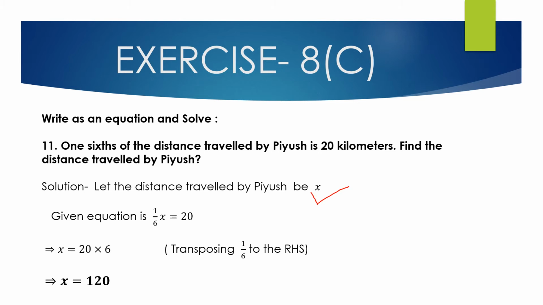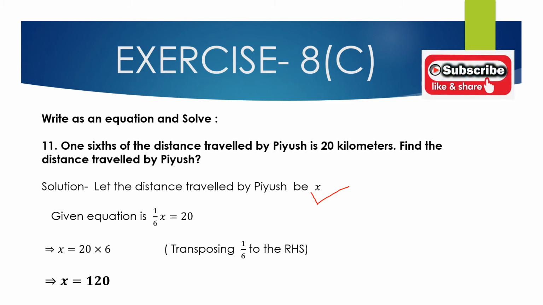1/6 will be represented with 1 divided by 6. So 1/6 of the distance travelled by Piyush is 20 kilometers. So the equation will be 1 divided by 6 of x equal to 20 kilometers. Now 1 divided by 6 is transposed to the right hand side, and the division symbol changes to multiplication symbol. So x will be 6 multiplied by 20, and 6 multiplied by 20 is 120. Now we get x equal to 120 kilometers. So the value for the variable x is 120.